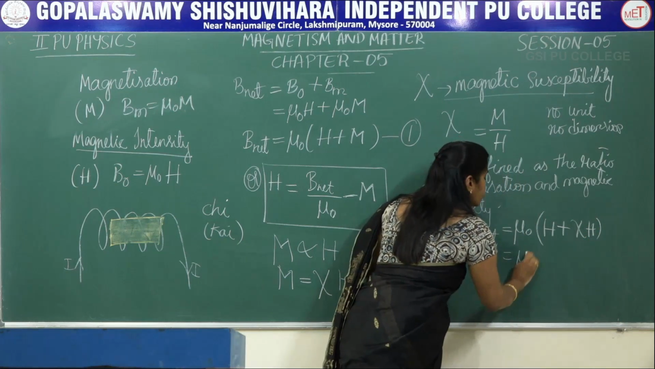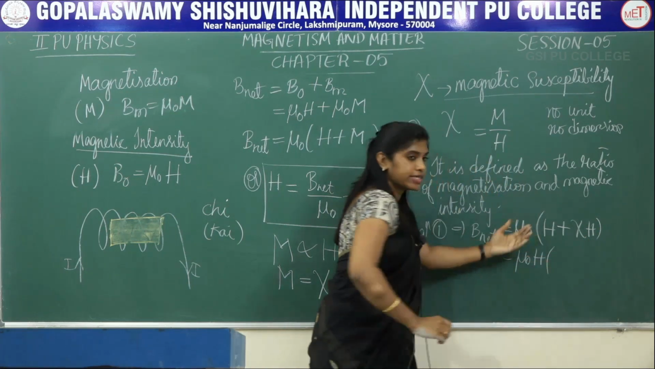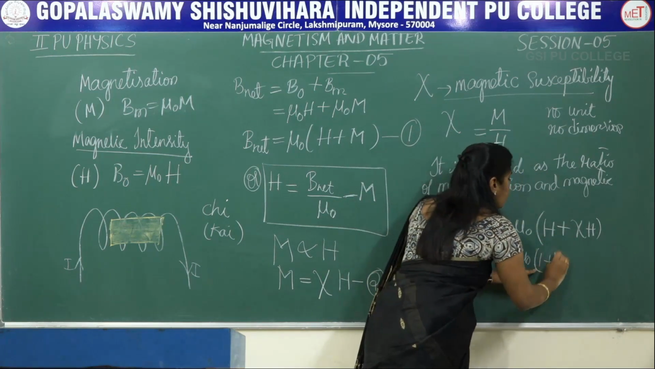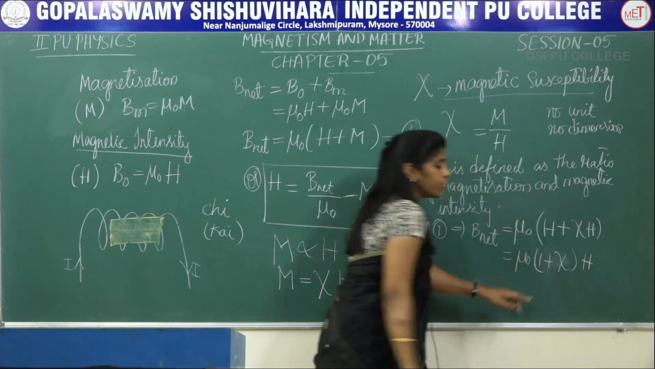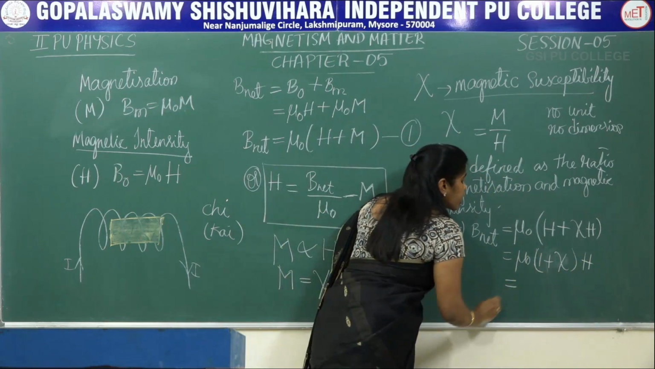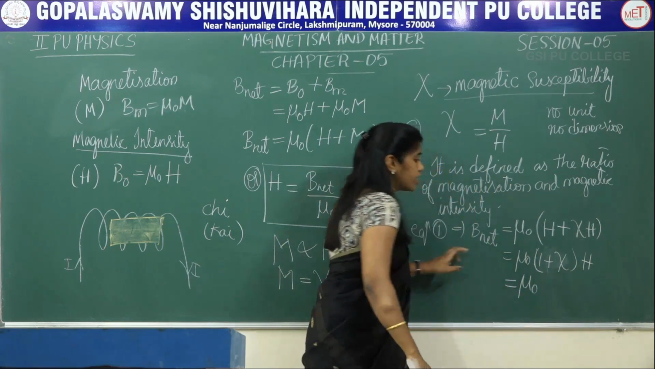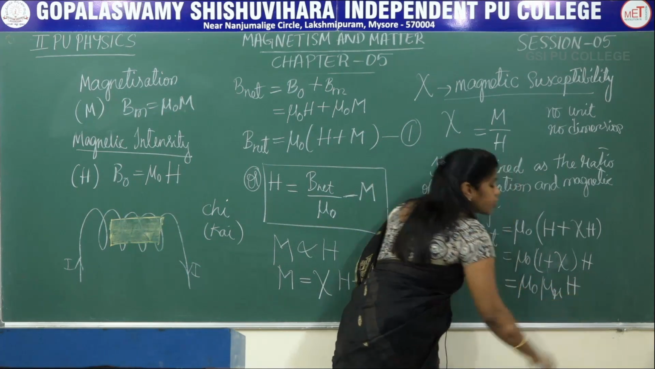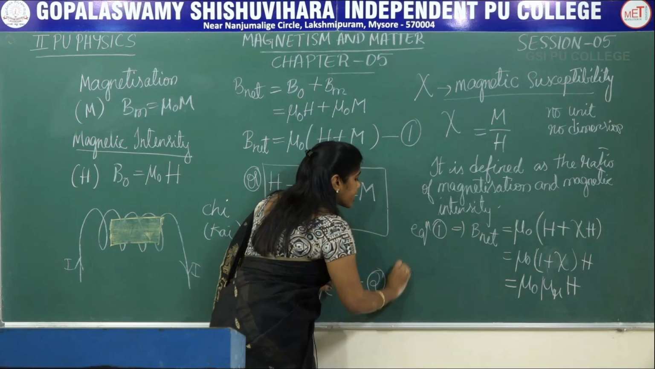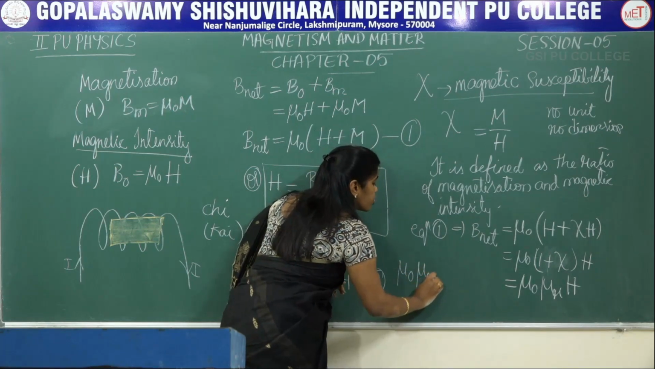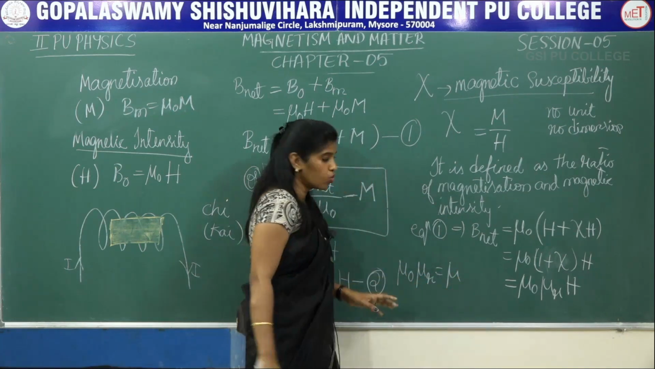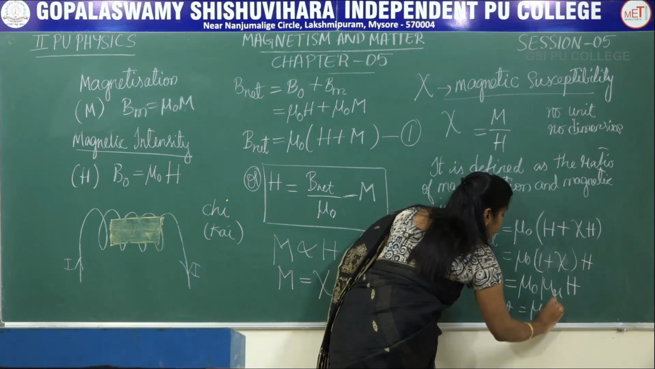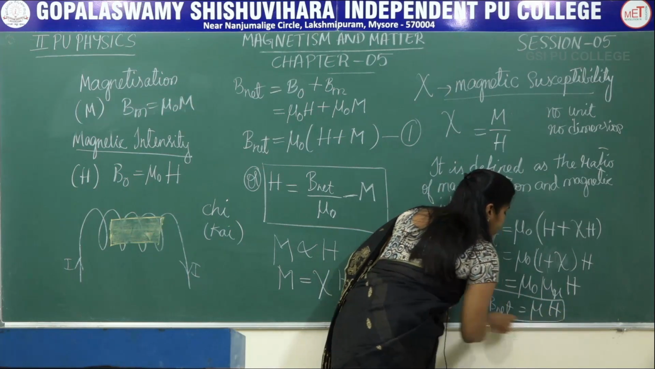and this is equal to mu naught, H is taken common, I am going to get mu naught into 1 plus chi into H, and this 1 plus chi is written as mu r into H, or I can write mu naught mu r as equal to mu. Therefore, B net will be equal to mu H.